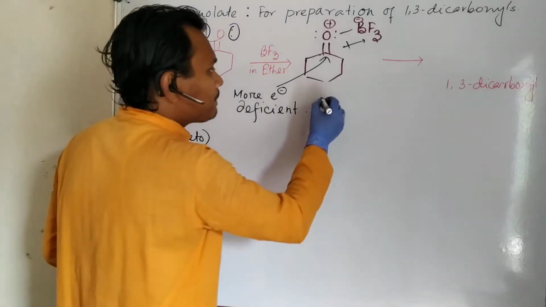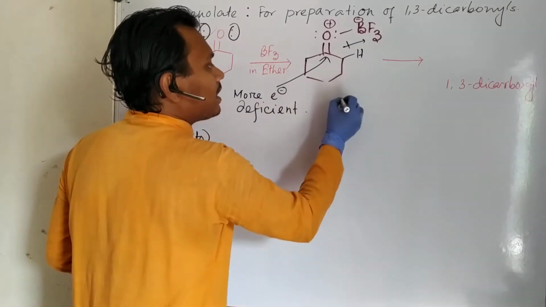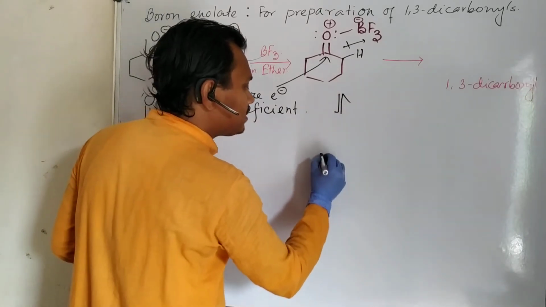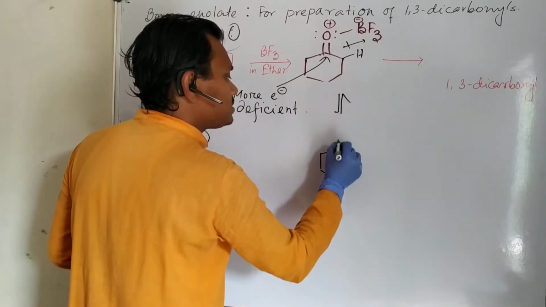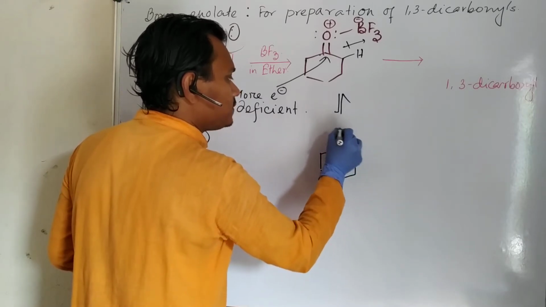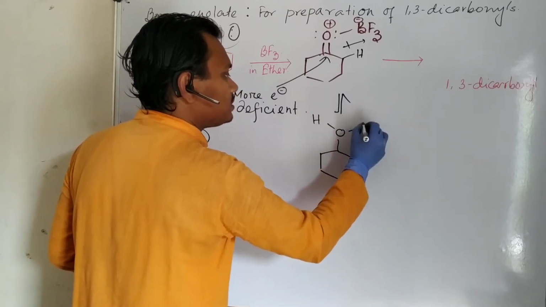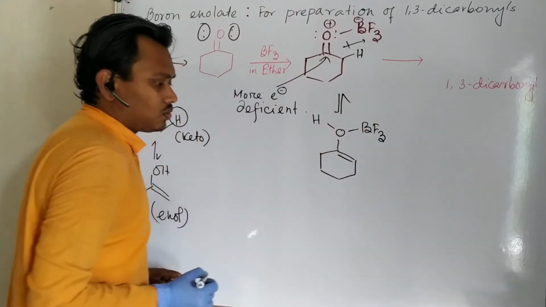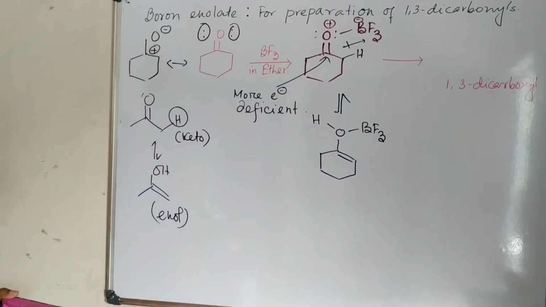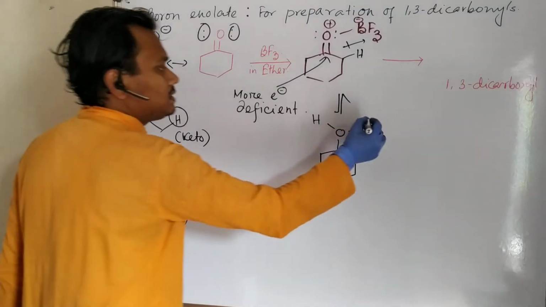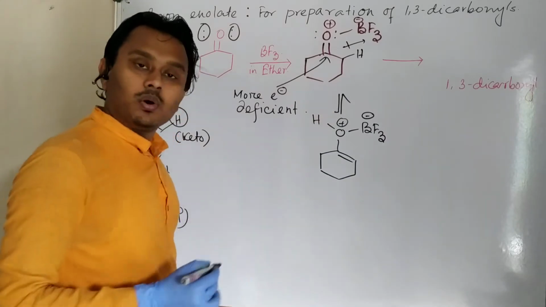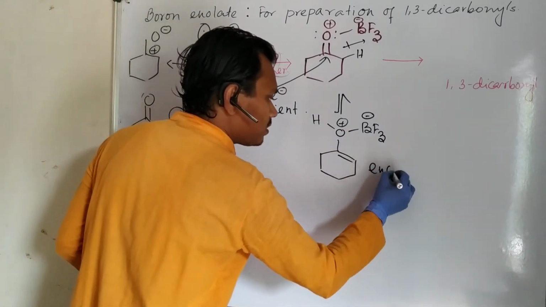So what is happening? In this case it can undergo tautomerization. So what will it result? See, right now this proton will be shifted to here. This is BF3 and this is minus, and this is plus. We have obtained the enol. So this is the enol.